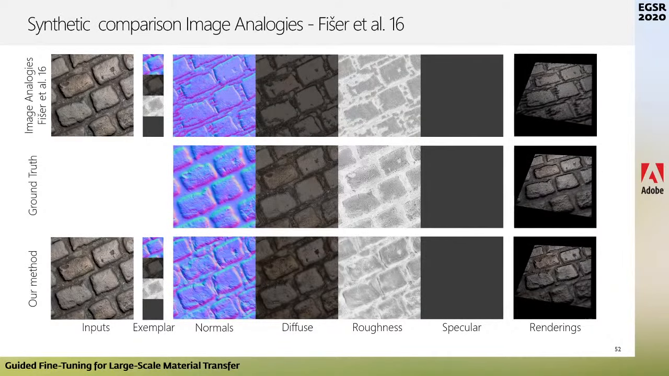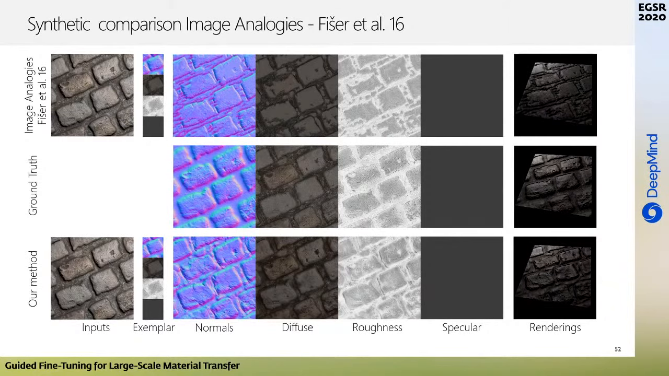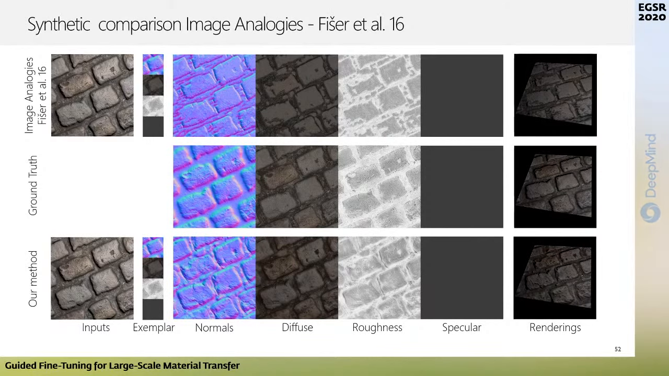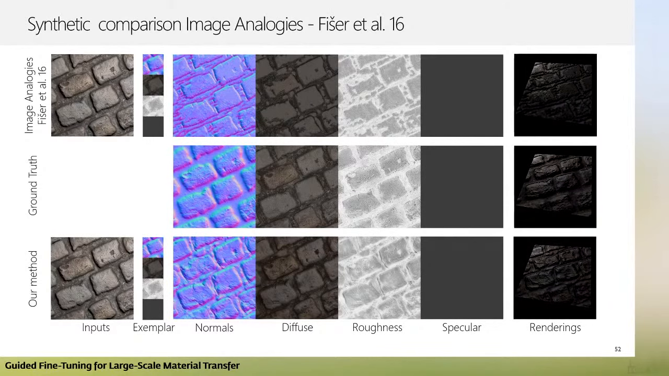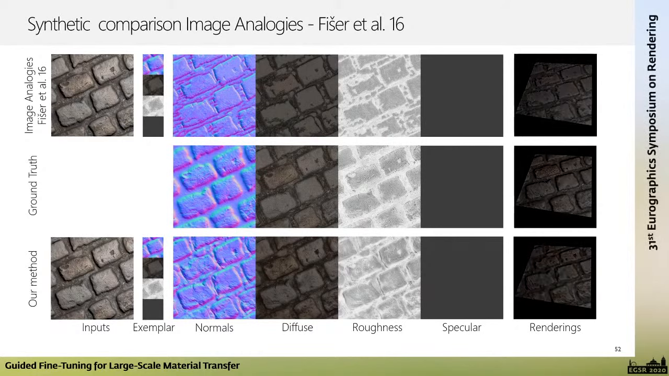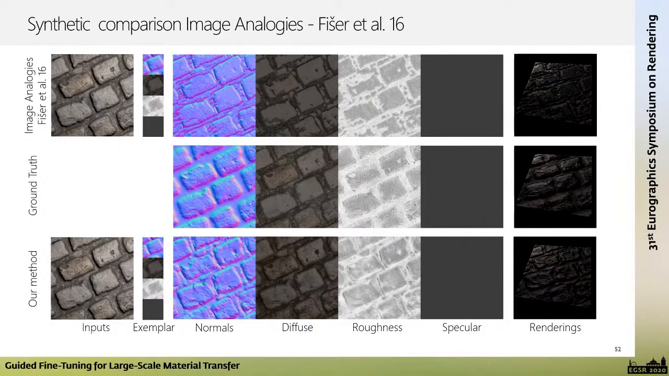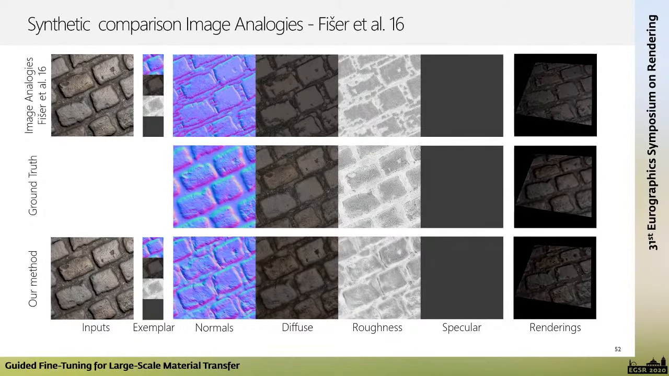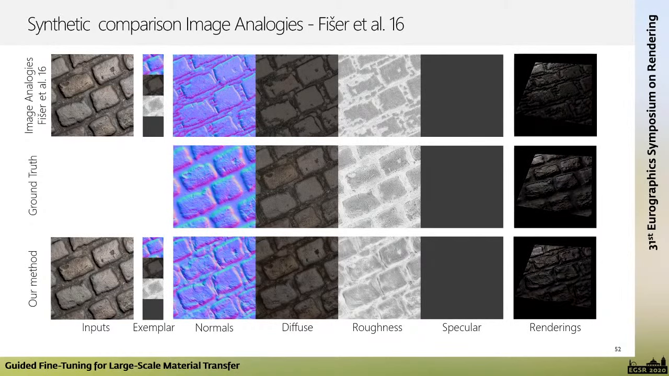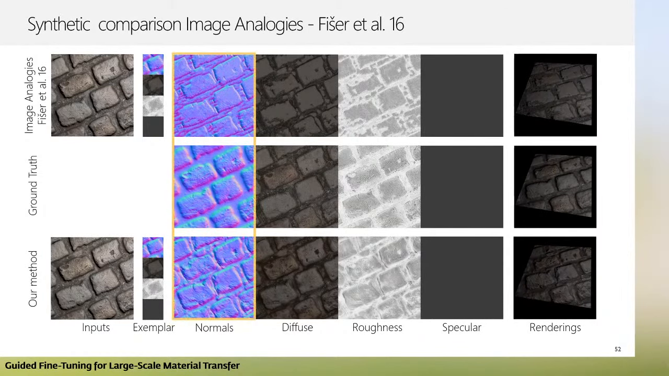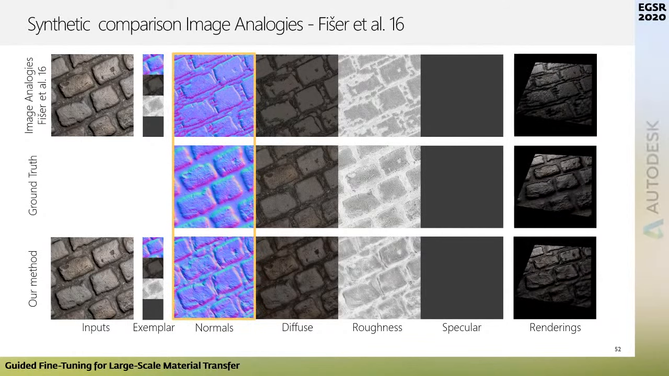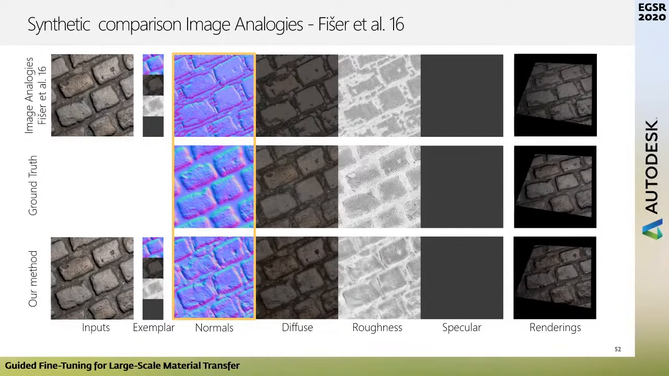Here we compare to the methods that are based on image analogies. In this example, we used a modern implementation of image analogies from Fisher and colleagues. And as you can see, the image analogy approach does a much better job than Adrien, but it doesn't work so well, despite a good exemplar, because parts of the large-scale image are not covered in the exemplar, which is likely to happen in our scenario. In this case, it's particularly visible with artifacts that appear in the normal maps.